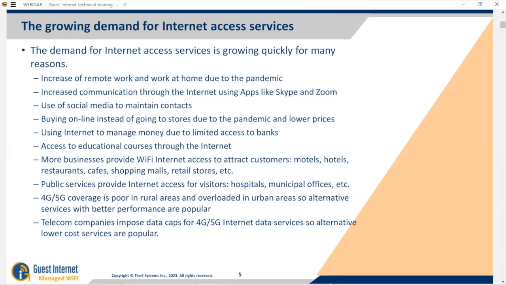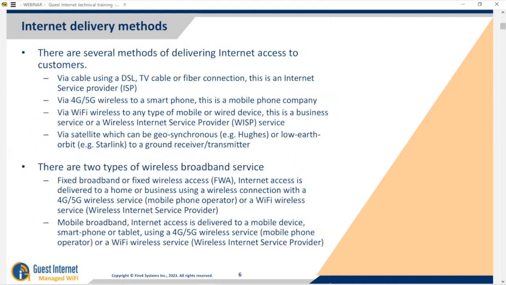And the method that most of us get access to the internet for mobile devices is the 4G and 5G networks. And they're available in urban areas and most rural areas. However, there are some rural areas that don't have 4G or 5G coverage. There's also the fact that the telecom companies impose caps on the 4G and 5G services. And so people seek Wi-Fi services as a method of adding to the data that's available to their devices.